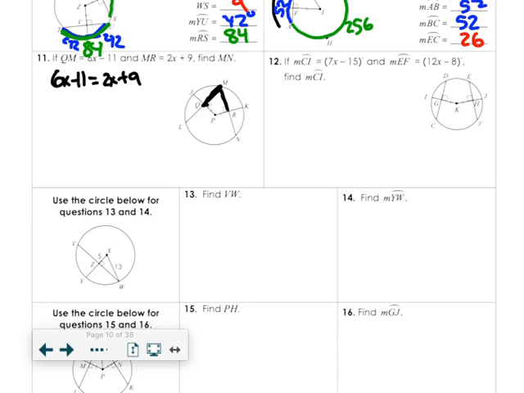Subtracting 2x to the left, we get 4x. Adding 11 to the right, 9 plus 11 is 20. Dividing by 4, x equals 5.